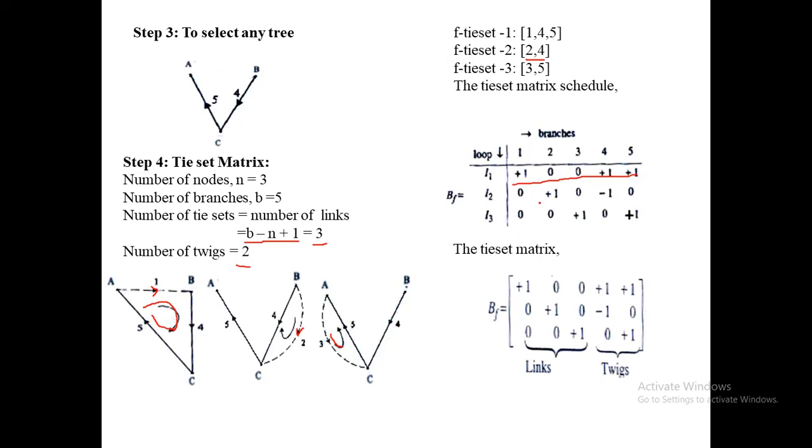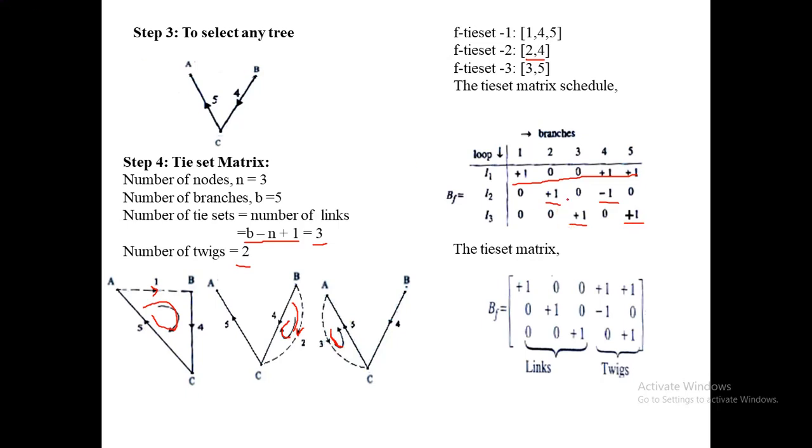Consider the second row, the second diagram. Here branch 2 and the loop directions are the same, so for branch 2 we put +1. Next, branch 4 and the loop directions are opposite, so we put -1. There are no other branches, so we put 0. Consider the third diagram. Here branch 3 and the loop direction are the same, so +1. Then branch 5 is the same direction, so +1.